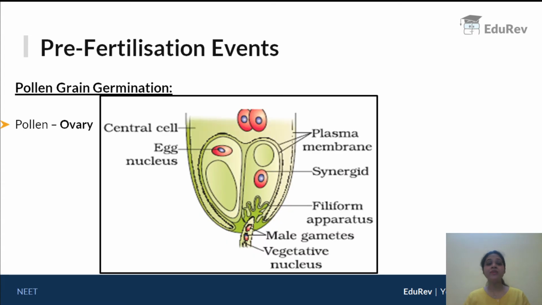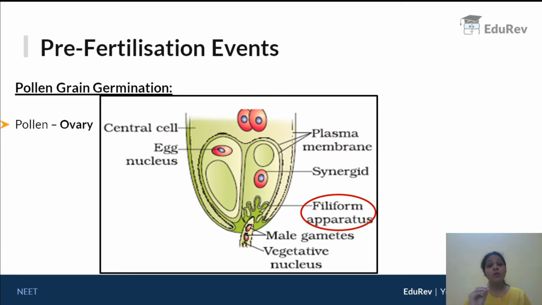And if you remember, when we spoke about the embryo sac, we have the presence of 2 synergids having filiform apparatus in each of them, so these finger-like projections. And we said the purpose of this filiform apparatus is to guide the pollen tube upward towards the egg cell. Okay, so in other words, the elongated vegetative cell is going to move in that particular direction, which means the male gametes also will move.